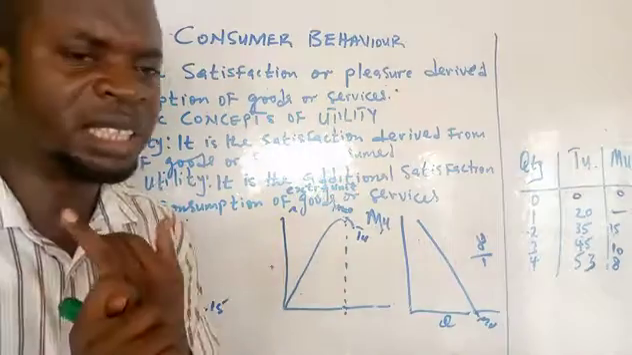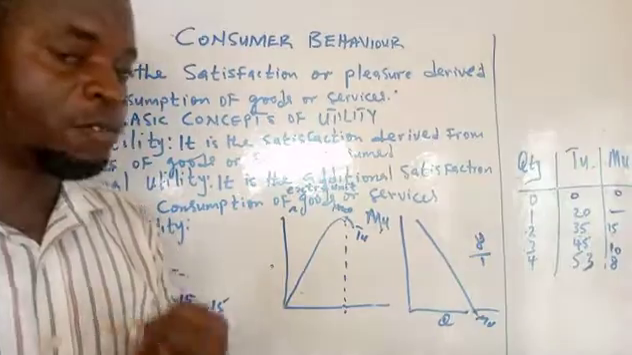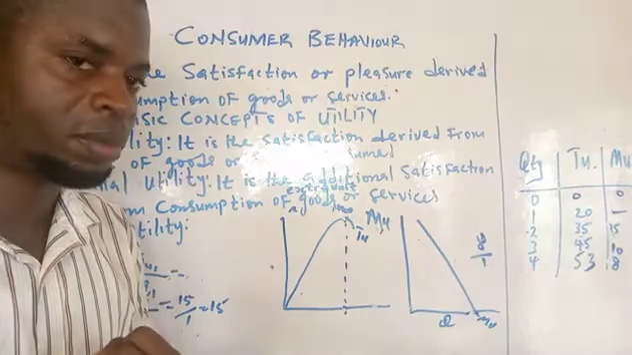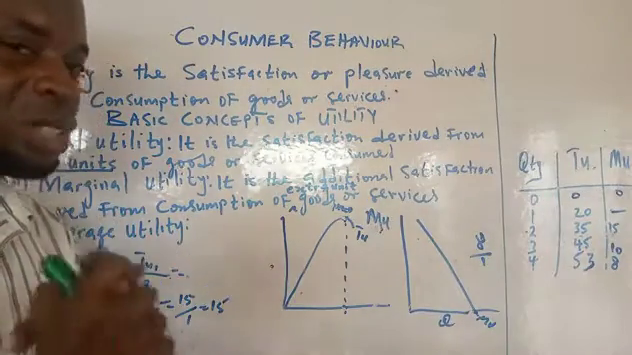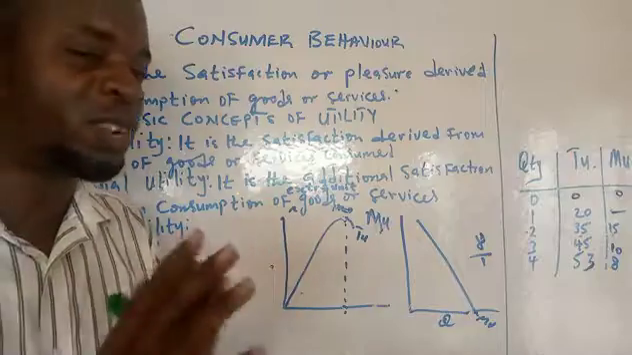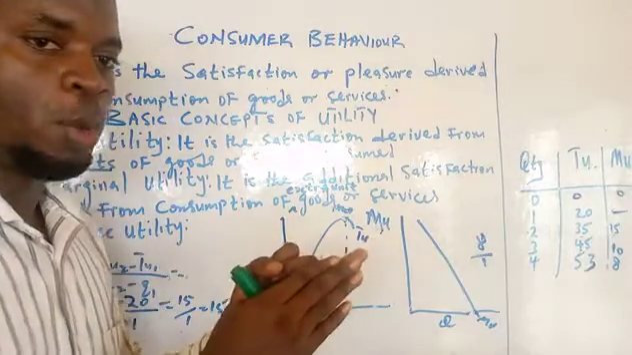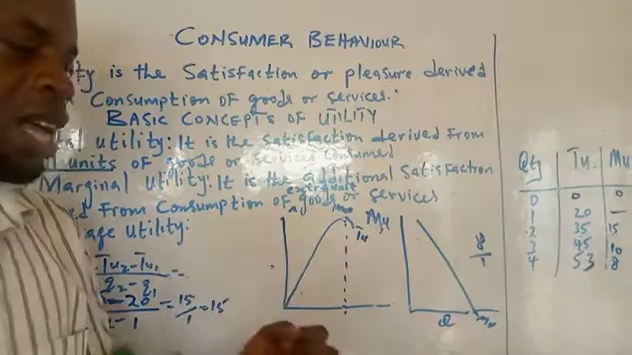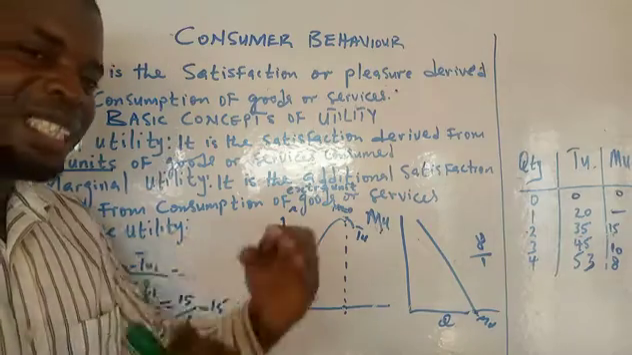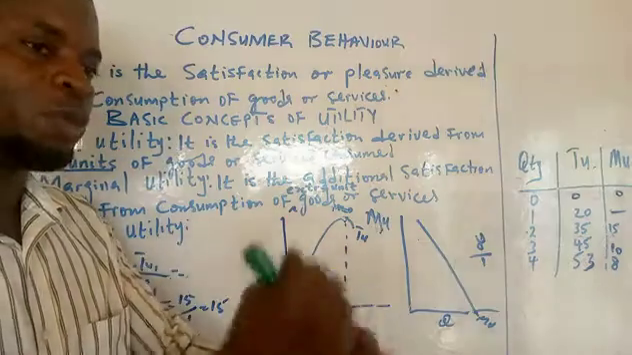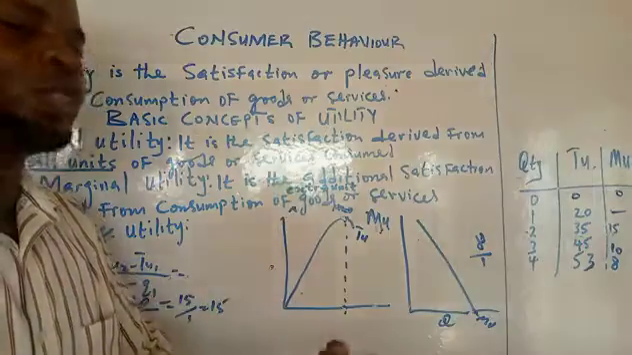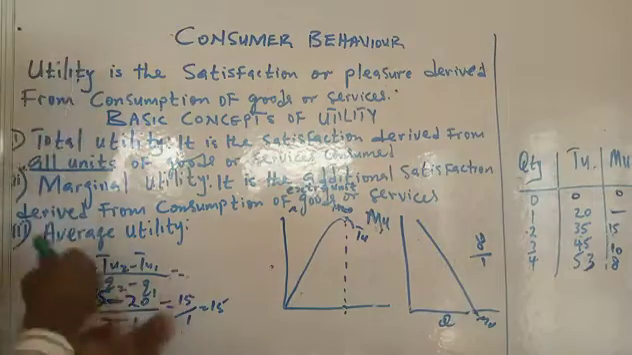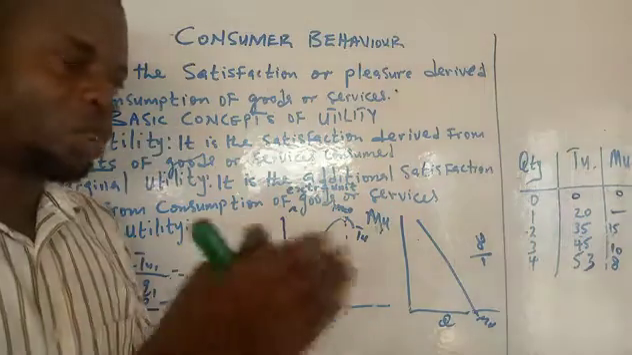But this I have said now, quickly note this. I said utility is the satisfaction derived from the consumption of goods and services. And I told you that we have total utility when you sum up all the satisfaction you get from each unit of commodity you consume at a time. And I said marginal utility is the additional satisfaction that you get from consuming extra units of output. And I said that average utility is the utility per unit of output.